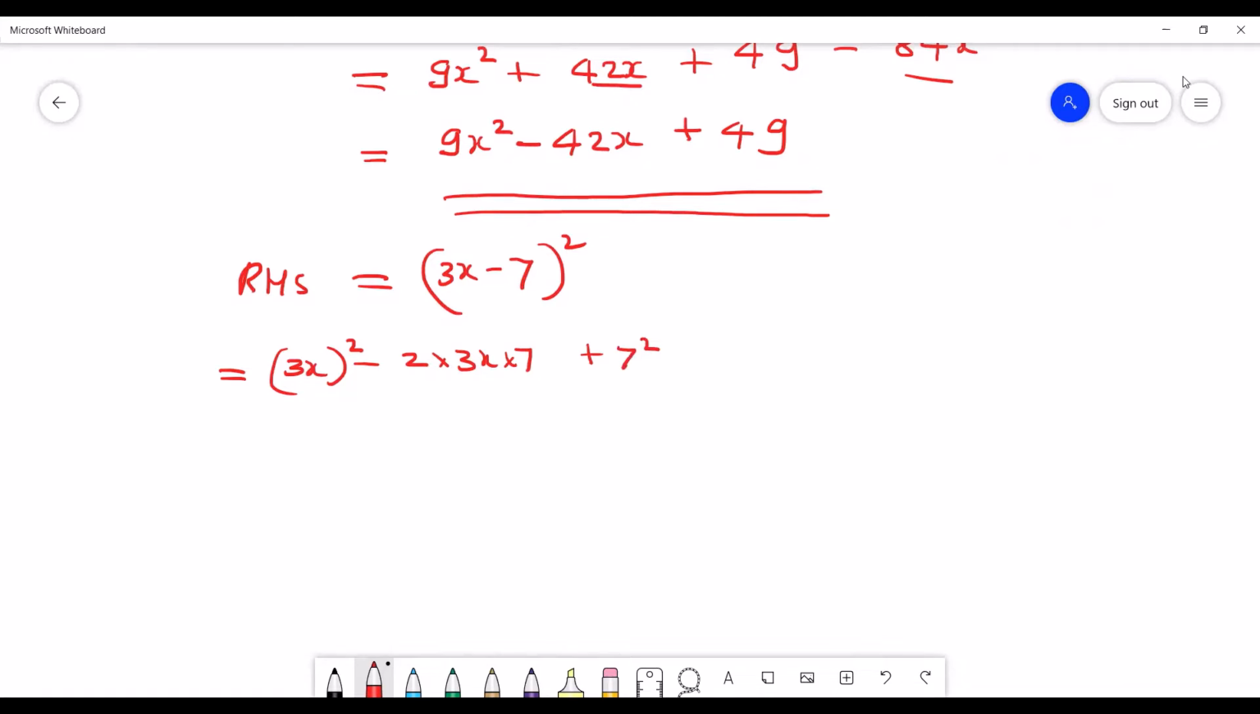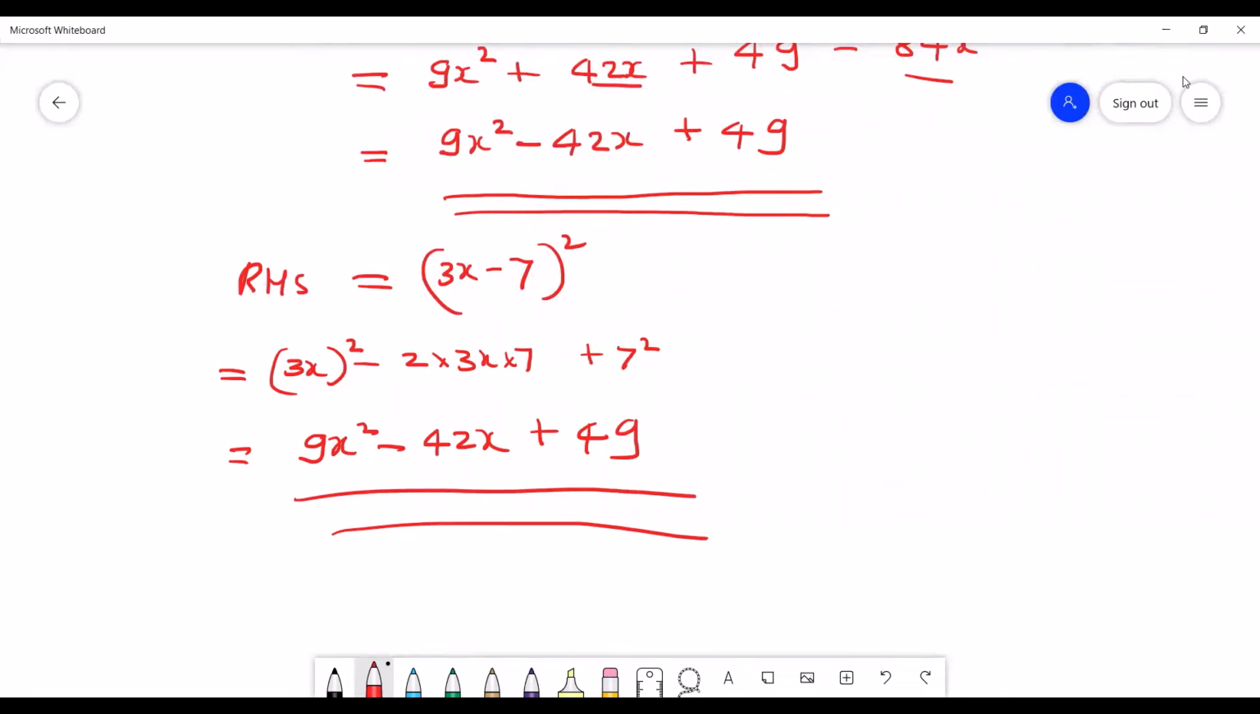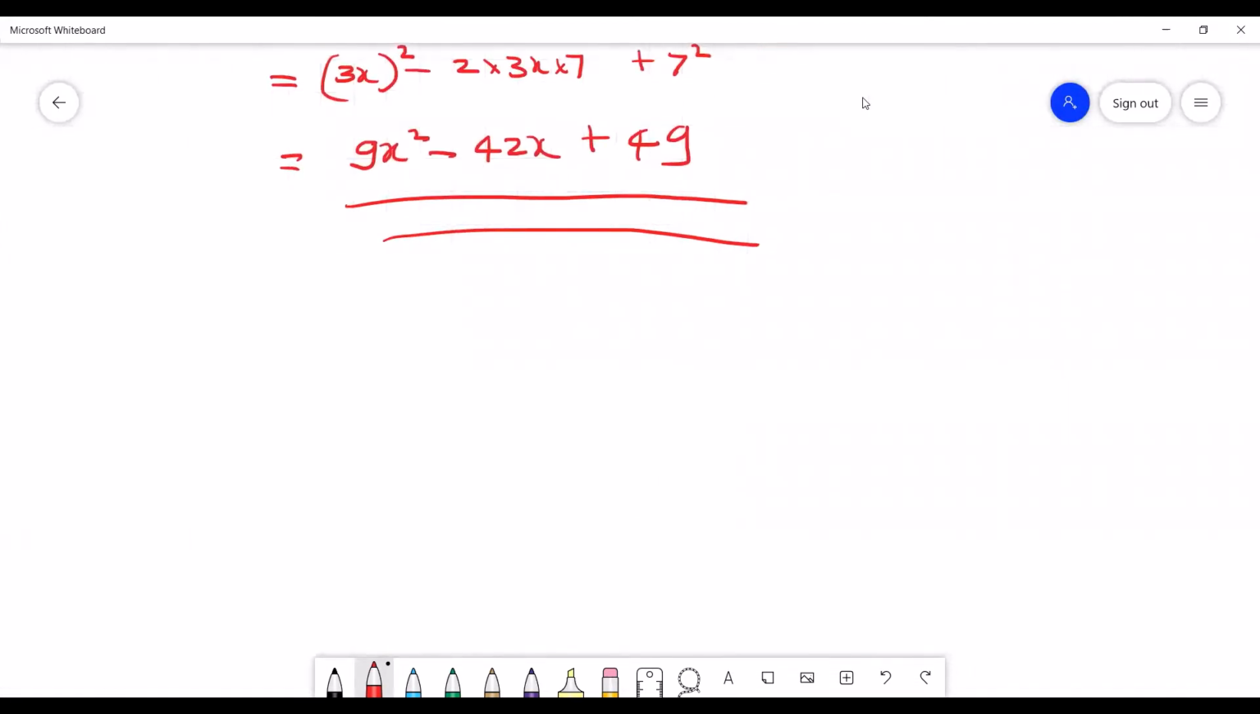So this is equal to 9x square minus 3 into 7 means 21, 21 into 2 means 42. So minus 42x plus 49. So this is the right hand side we are getting. See, this right hand side is 9x square minus 42x plus 49. In left hand side also same only. So this means that it is proved. As per the question, it is proved. So LHS is equal to RHS. So it is proved.